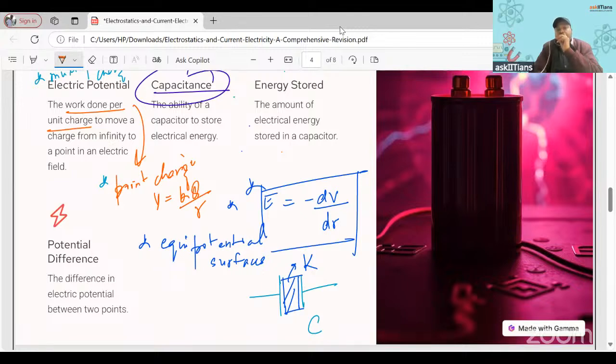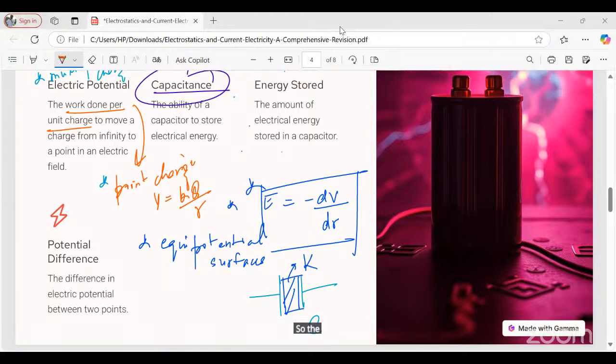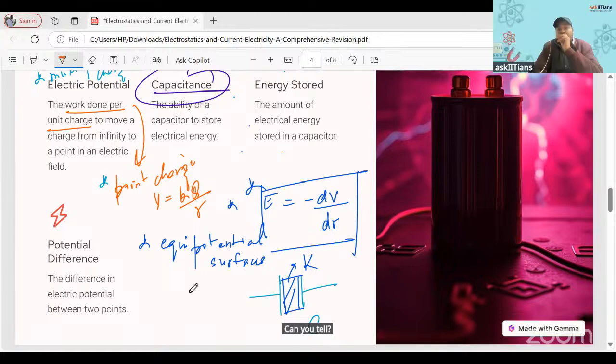Can you tell? So the capacitance decreases, right? Capacitance decreases due to dielectric. Is it correct? I don't think so. Capacitance increases, right? We have this concept of dielectrics, right?